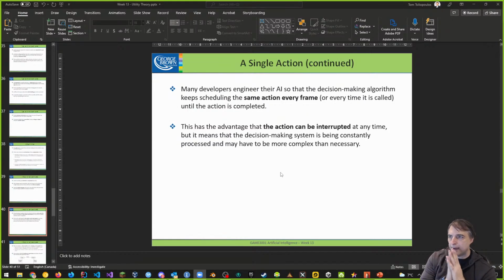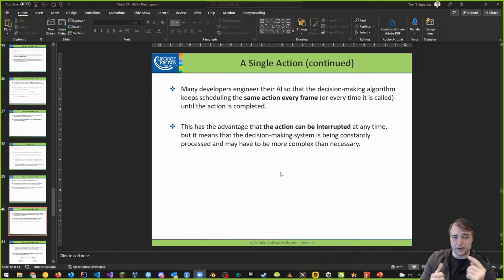So again, one way of setting up these things is setting up the same action every frame. A good example is what we've done for you in lab 7 so far. We've scheduled it so that the patrol action is happening every frame. Okay, that's what's happening. And then what we want is that action can be interrupted.